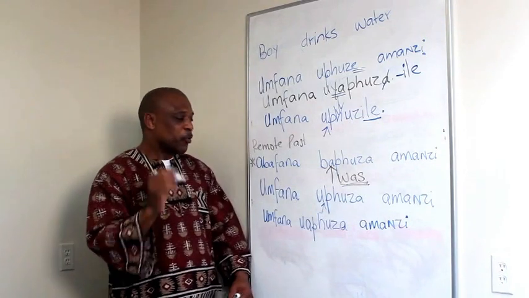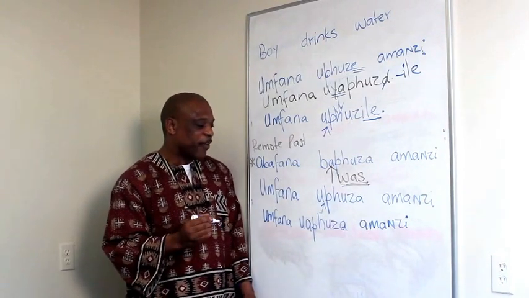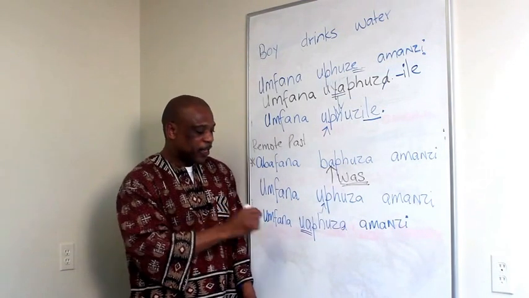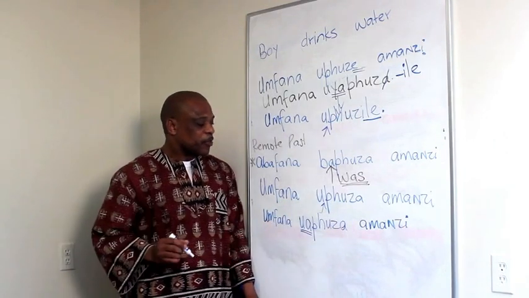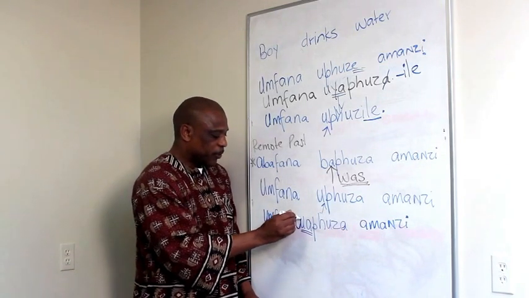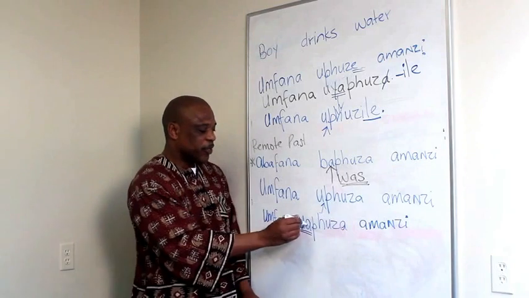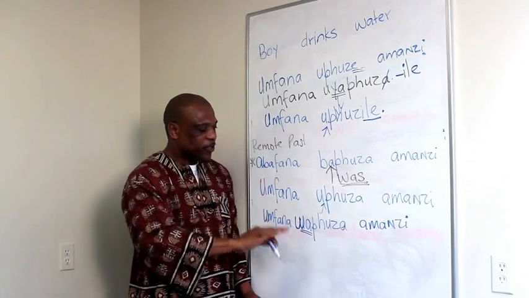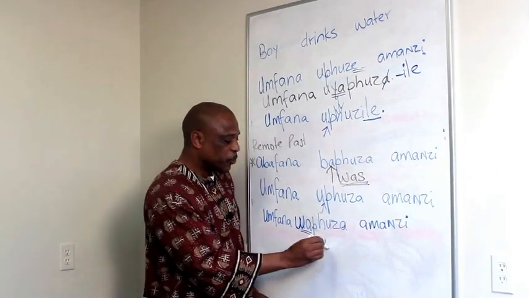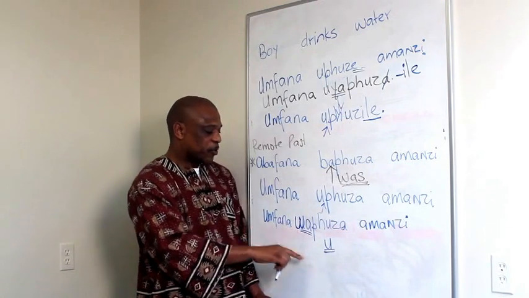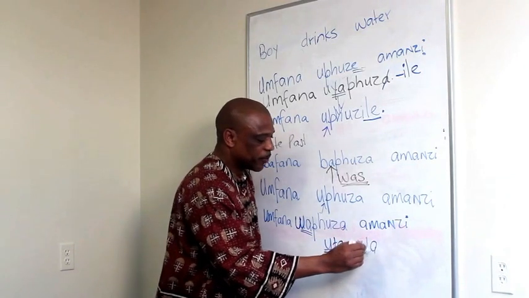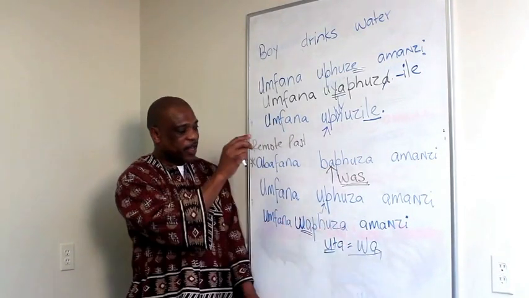This is how it looks, but in Zulu, this is violating the vowel rules. You cannot have two vowels together. You'll recall in another lesson that we talked about the vowels. So in this case, the U will change and become a W, and then it becomes umfana wa phuza amanzi. This change does not happen all the time, but when you're dealing with a concord that is U, you are likely to face this change. So U plus A is equal to WA. That's important. That's the only difference from this sentence.